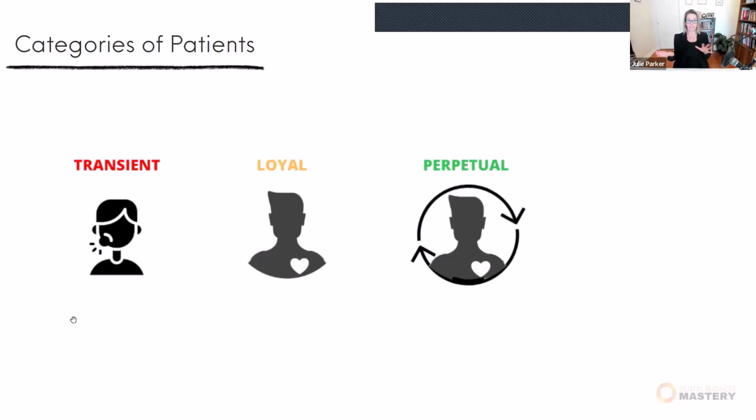And everyone needs to be seeing transient patients, of course, because when people are in trouble, that's part of our contribution to the community. They're the transients. The next group are the loyals.